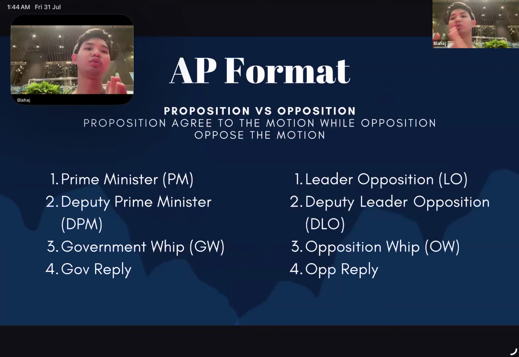All right. So the format you are using is what we call the Asian Parliamentary format, or in short, AP format. There are two sides for this debate: one, proposition, and two, opposition. In simpler terms, proposition agrees with the motion while opposition opposes the motion. Usually for this format in particular, there are just three people in one team.